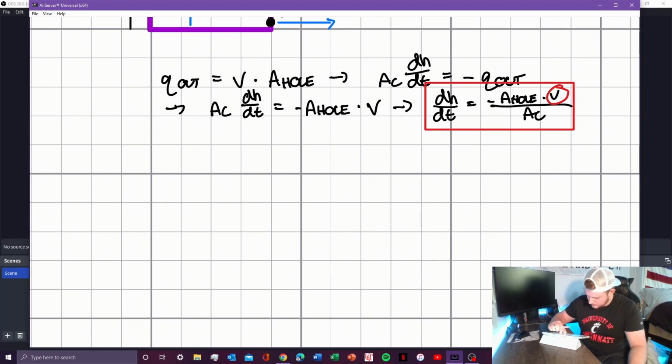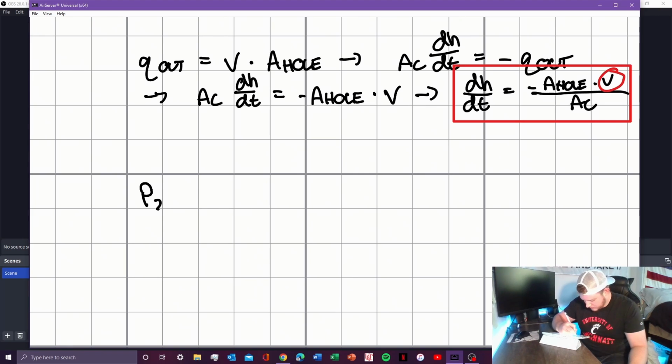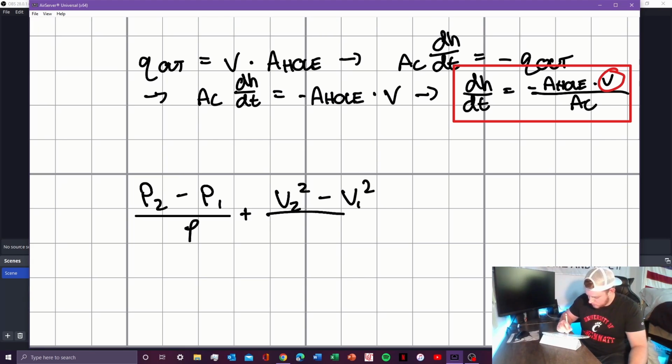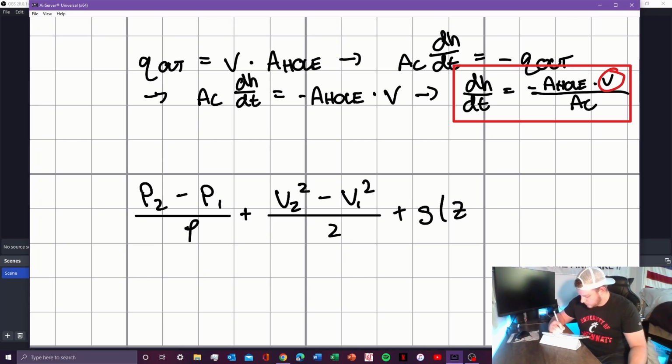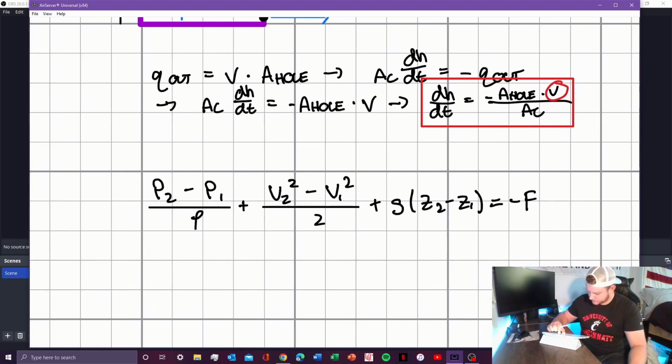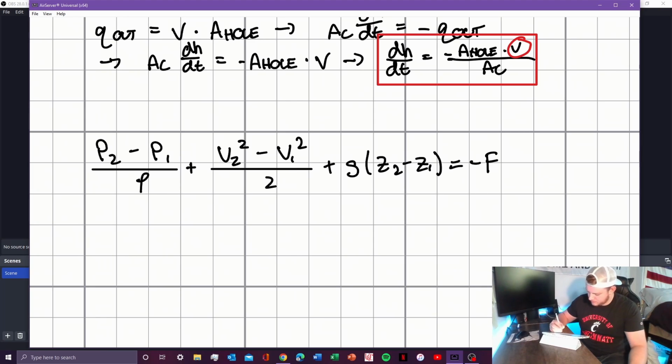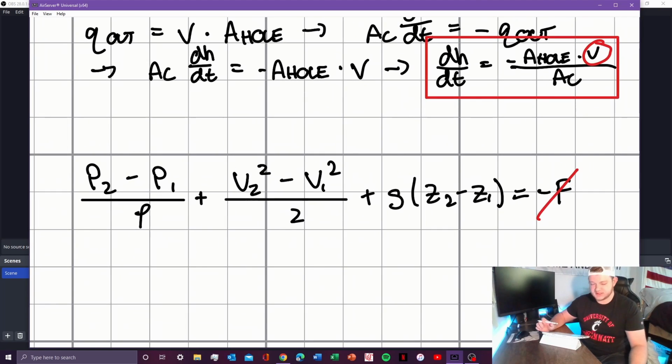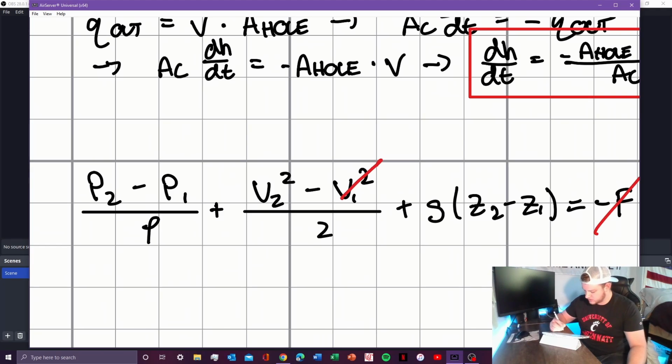Bernoulli's equation is P2 minus P1 over the density, rho, plus velocity 2 squared minus velocity 1 squared over 2, plus g times z2 minus z1 is equal to the negative heating coefficient. We are assuming this is 0 for this problem. We are also assuming, since the tank is large enough and there's enough water, that the velocity inside of the tank is also 0.